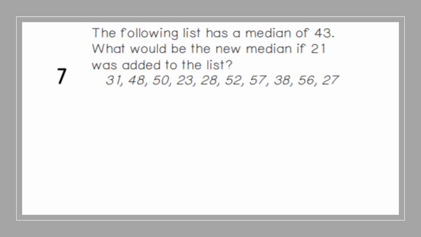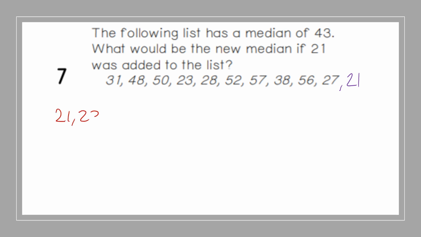Number 7, the following list has a median of 43. What would the new median be if 21 was added to the list? So if I added another number here, what is my new median going to be? So the first thing you have to do is put these in order. Always put them in order from least to greatest.